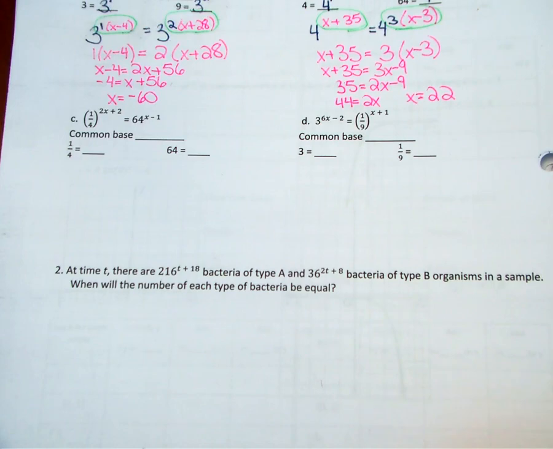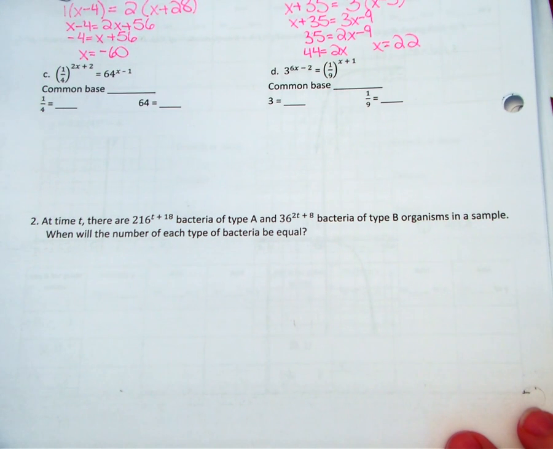Let's take a look at what happens when I have a fraction. Now these can still be rewritten with a common base. The difference is when you have a fraction, the exponent is going to be a negative exponent. That's how we are able to create fractions, is with negative exponents. So I want you to focus on the denominator. So in this case I have 4, and then on the other side I have 64.